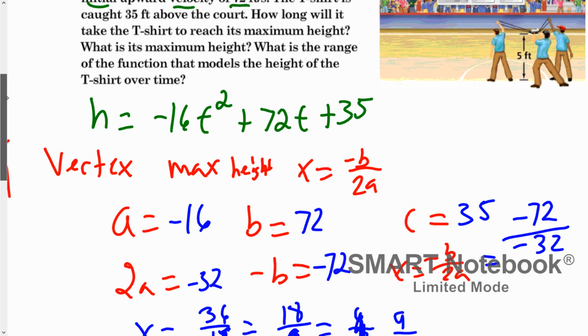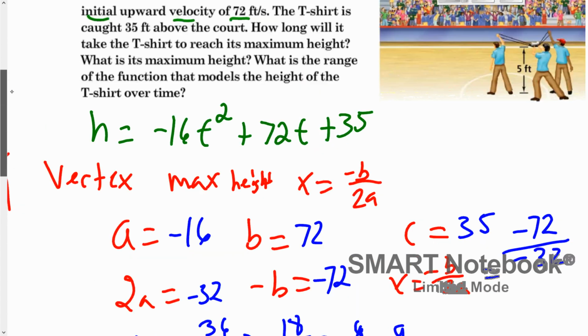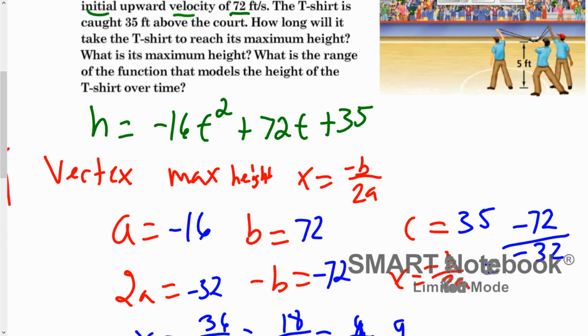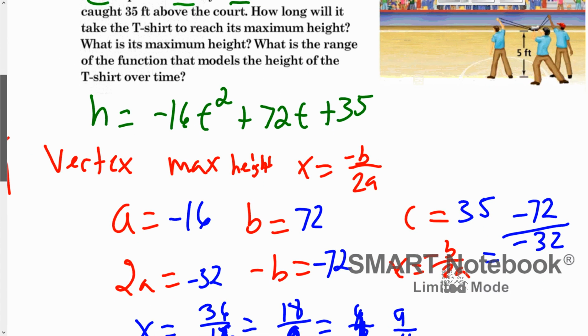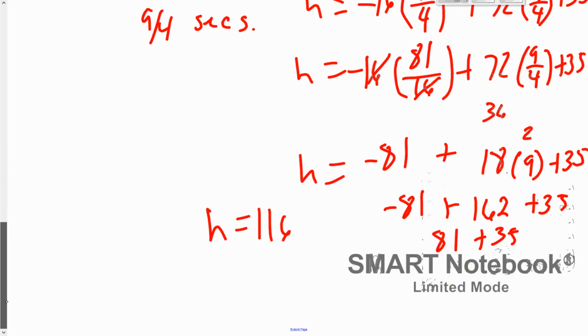So that's our max height, and then what is the range of the function? Where does it go from? What's the range of the function that models the height of the t-shirt over time? So the range of the function, range is talking about the y value, so what's the lowest y value, which is 35, and then the highest would be 116.